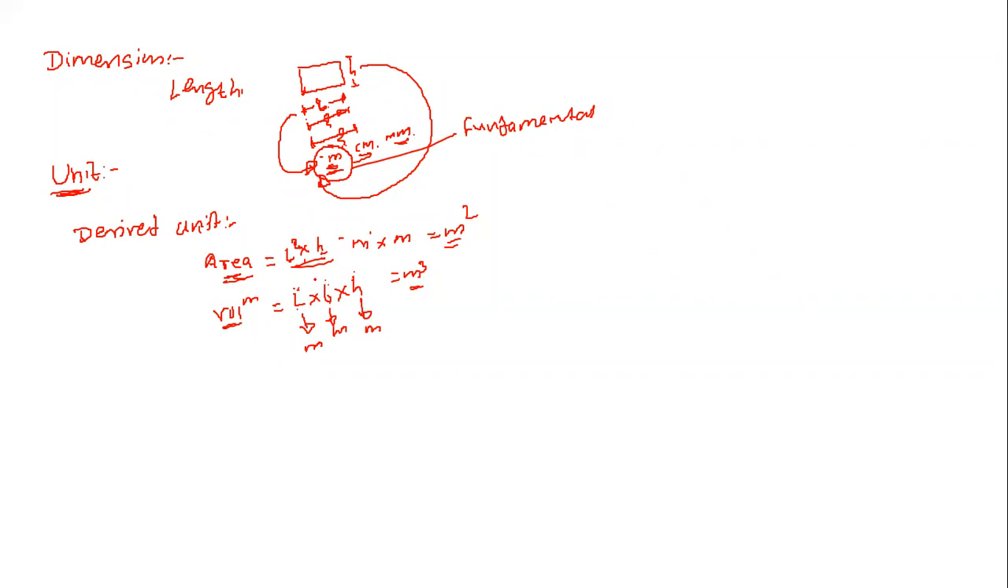So that's why we consider the unit of the volume as a derived unit, that is meter cube. So this is about the fundamental units and derived units. Other parameters also exist. I'm not going into the depth of that.